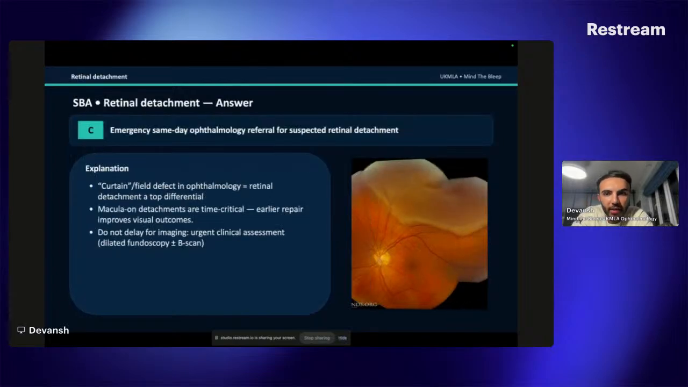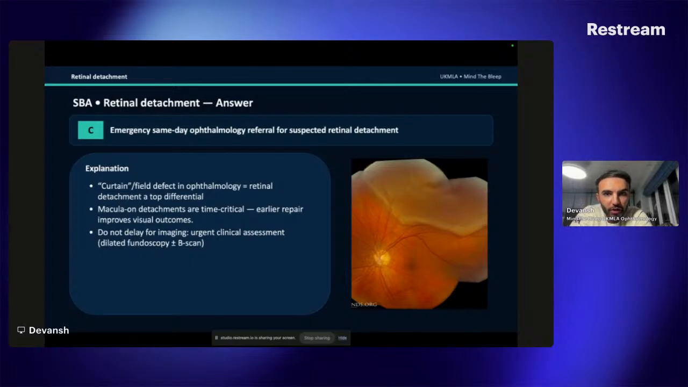Okay, so the key thing here is emergency same-day ophthalmology referral for suspected retinal detachment. So this is, in fact, a retinal detachment because this patient has got that curtain or that visual field defect. Often in ophthalmology, in that context, if a patient comes into the clinic or the GP setting complaining of a curtain over their vision or a visual field defect as described, it's often a retinal detachment, and that's a key differential to be aware of.